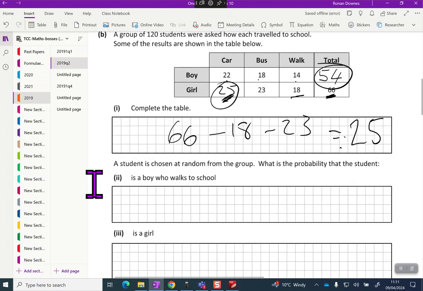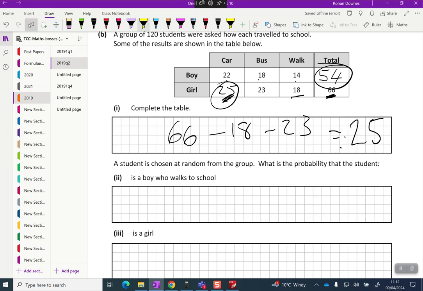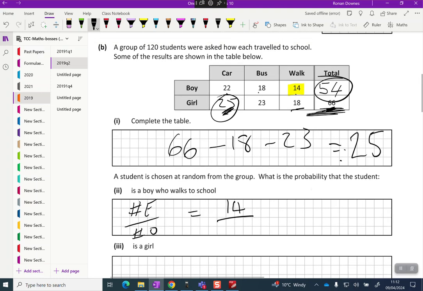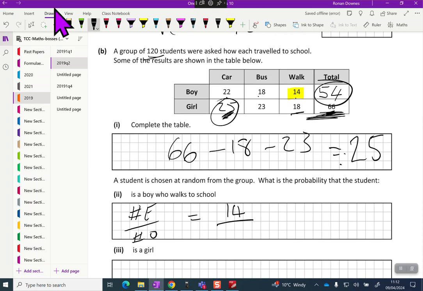We're happy with that. A student is chosen at random from the group. What is the probability that the student is a boy who walks to school? Okay, so I understand the question. I'm looking for the number of boys that walk to school, and we highlight that there. We can see that that is 14. So in terms of the number of events over the number of outcomes, the number of events are 14. There's 14 choices that would meet that condition, and the total number of students, we need to calculate that. Unless they've told us, actually they did tell us it's 120, so that's handy.